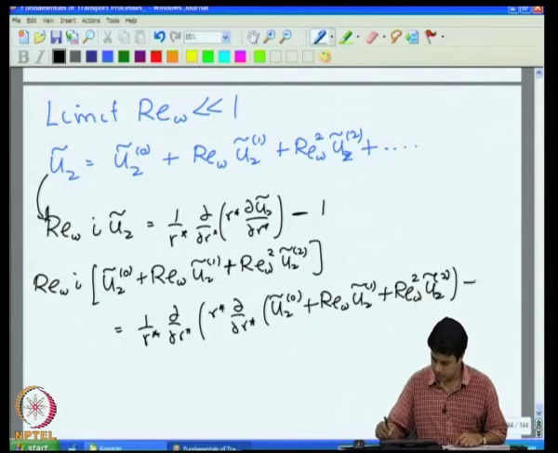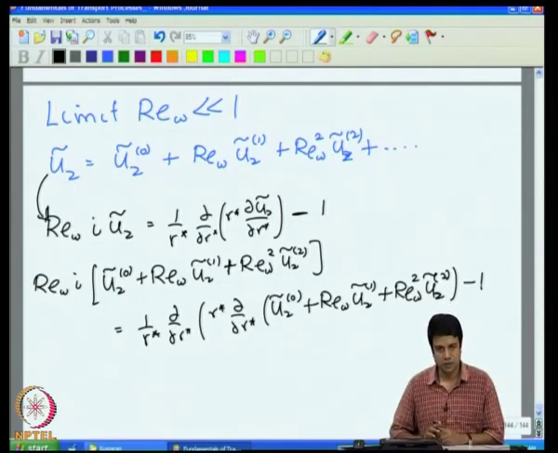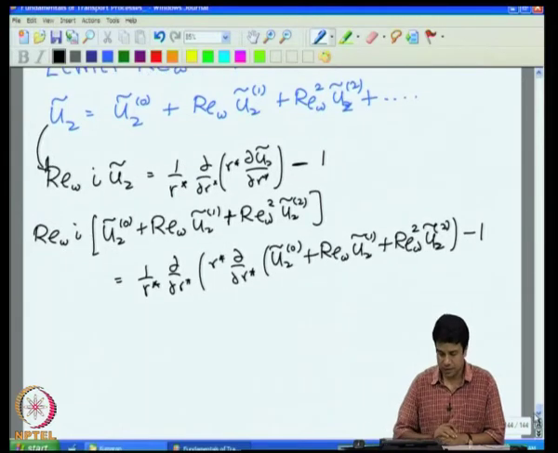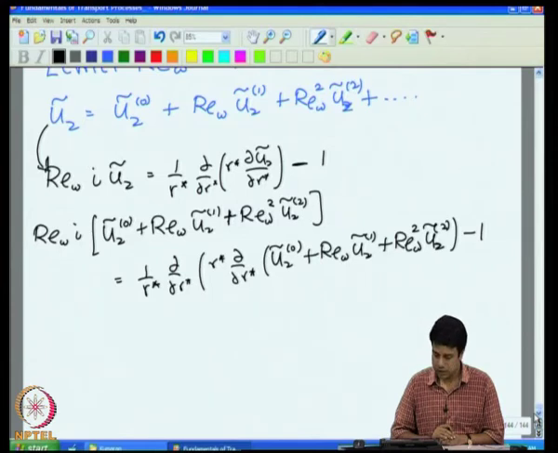This minus 1. Okay. So, this is the expansion of u z in a series in Re omega. Now, I can collect terms that are multiplied by Re omega squared, as well as terms that are independent of Re omega, because I am expanding in a series in the small parameter Re omega in the limit as Re omega goes to 0.